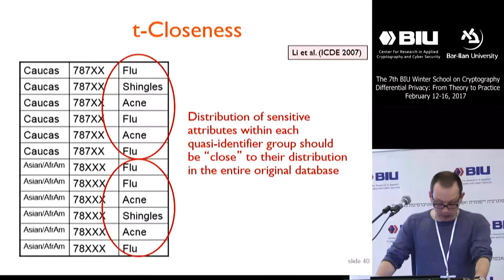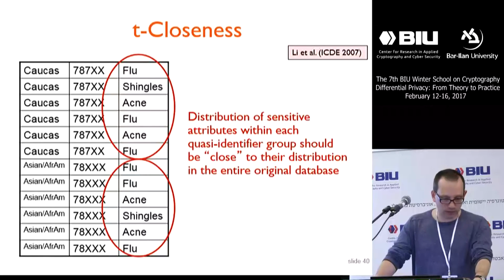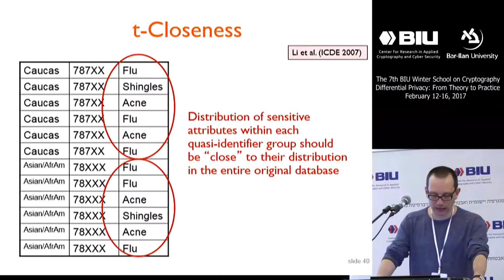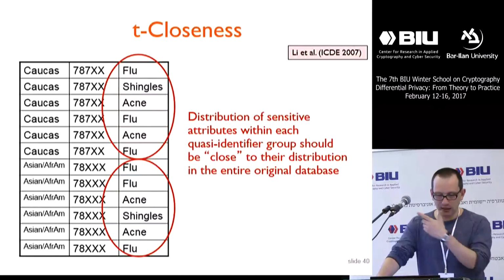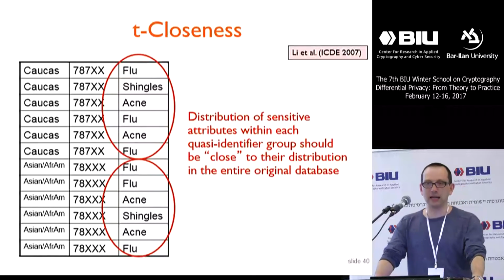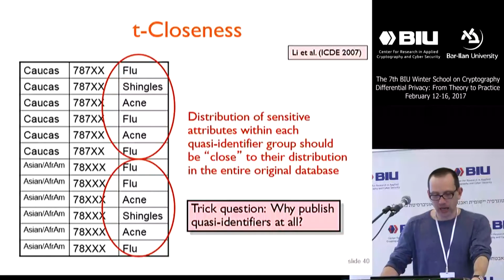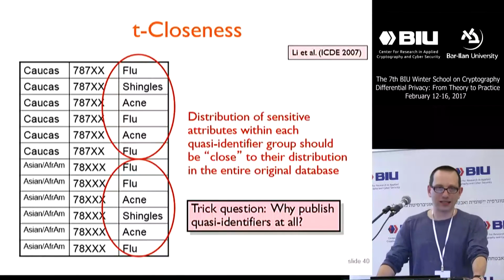I'm not going to bore you with five alternative notions; there is M-invariance and something else that came after L-diversity. There was another called T-closeness, which tries to fix some of the problems in L-diversity. It says that the distribution of values within each quasi-identifier equivalence class should be close to the distribution in the entire original database. But at this point, you might start asking questions like, why are you publishing quasi-identifiers at all?